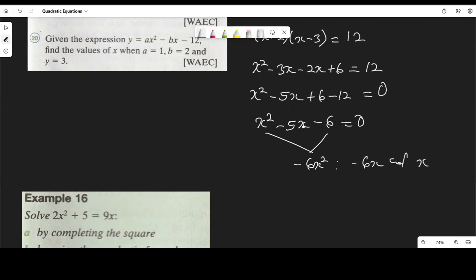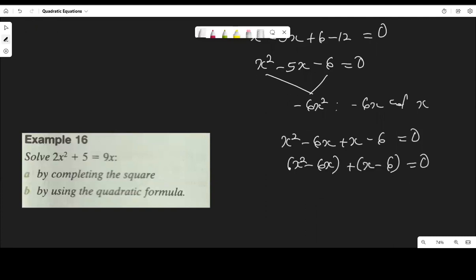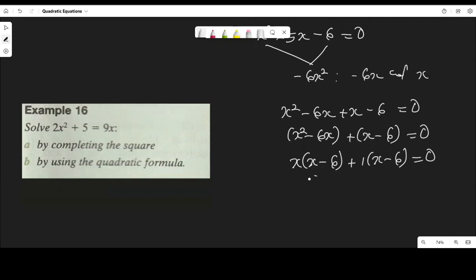So now we know the factors. We're going to replace this middle term: s squared minus 6s plus s. We replace the middle term with these factors. Then minus 6 equal to 0. Can group this 2 by 2: minus 6s plus s minus 6 equal to 0. S is common here, s minus 6, plus here 1 is common, s minus 6 equal to 0. We have a common factor s minus 6.